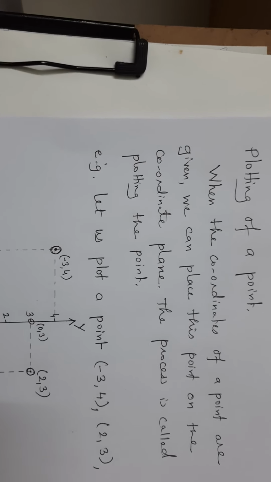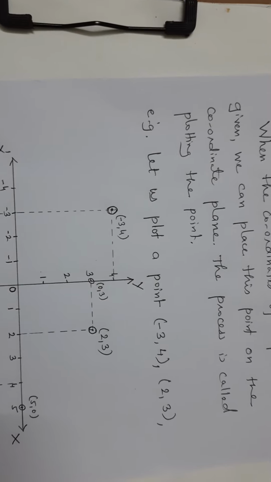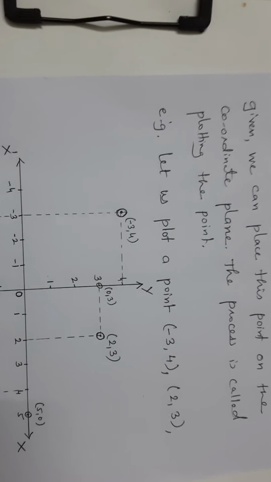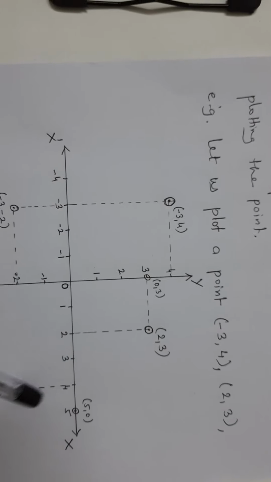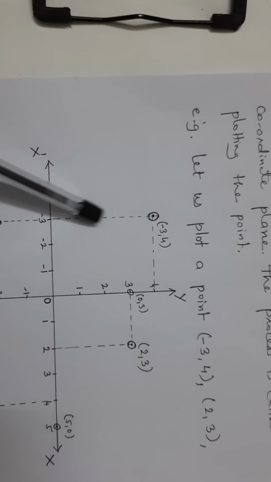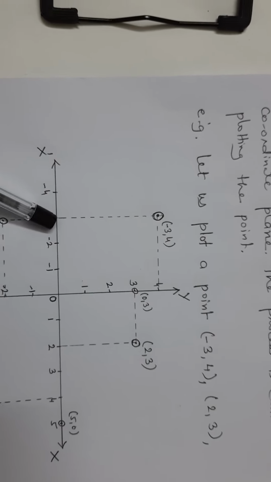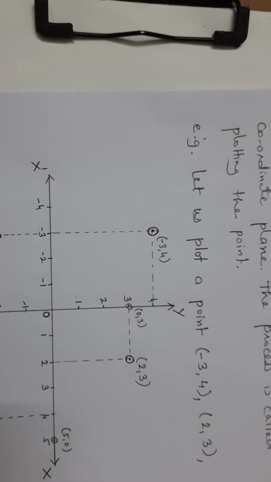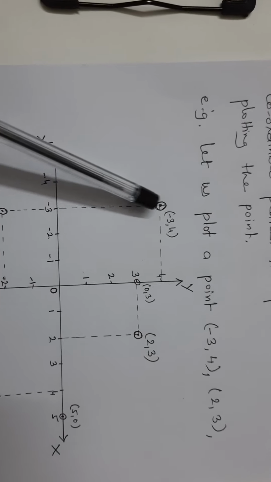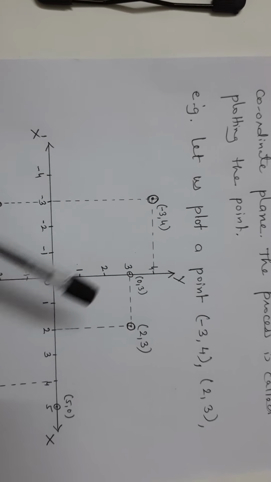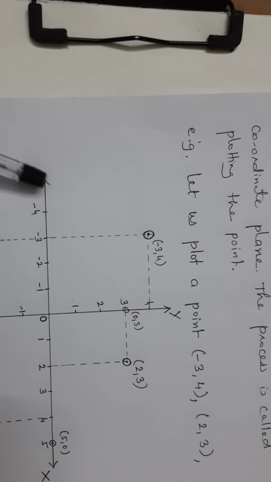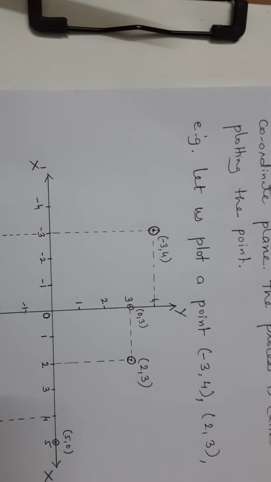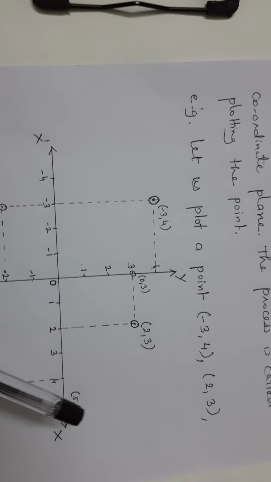So here we have shown, let us plot the points -3, 4; 2, 3; -3, -2; and 4, -3. Now these broken lines which I have drawn are not to be drawn if you are using graph paper. Here this is a plain paper, so I have drawn these particular lines. But if you are using graph paper, these vertical and horizontal lines apart from axes are not required. Only x, x dash or y, y dash are to be drawn.